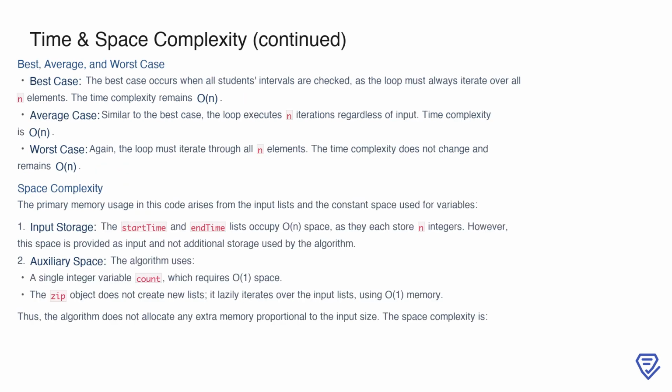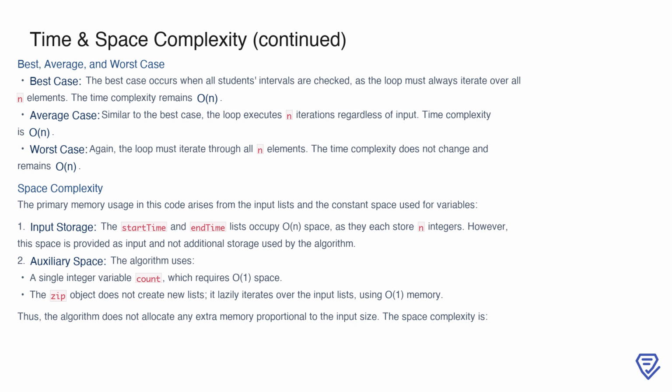Now, let's break down the time complexity further by looking at the best, average, and worst cases. The best case occurs when all intervals need to be checked, and since the loop always iterates over all n elements, the time complexity remains O(n). Similarly, in the average case, the loop still performs n iterations no matter the input, so the complexity is O(n). Even in the worst case, where all intervals must be processed, the loop does not change its behavior, it still executes exactly n iterations. This consistency means the time complexity is O(n) across all scenarios.